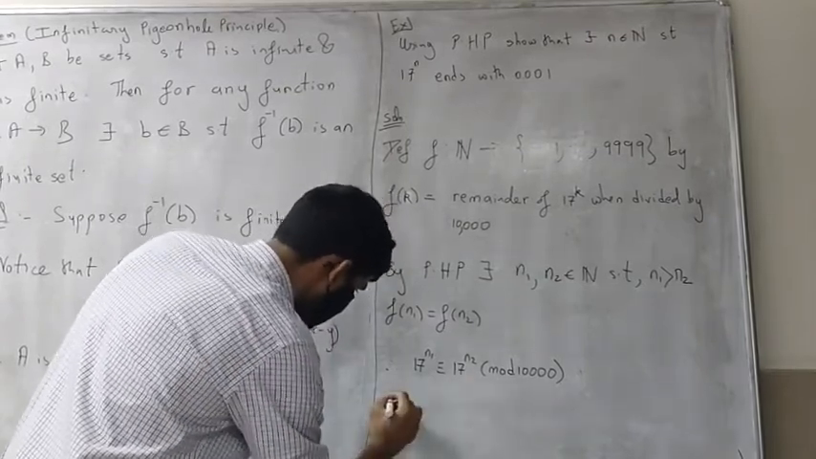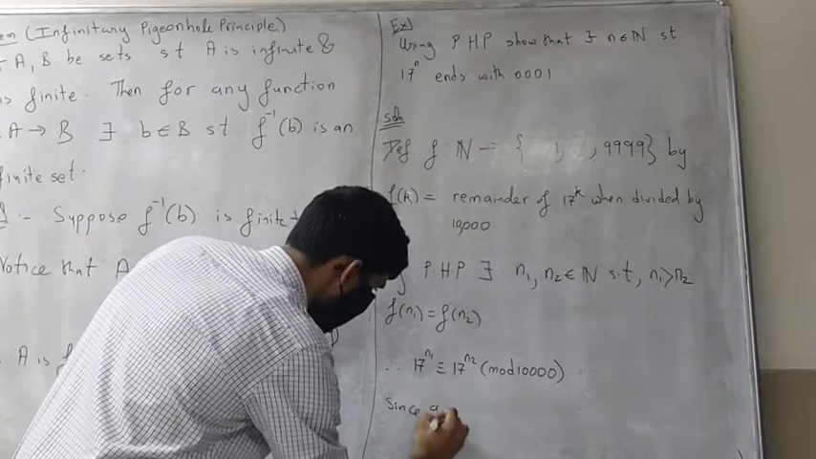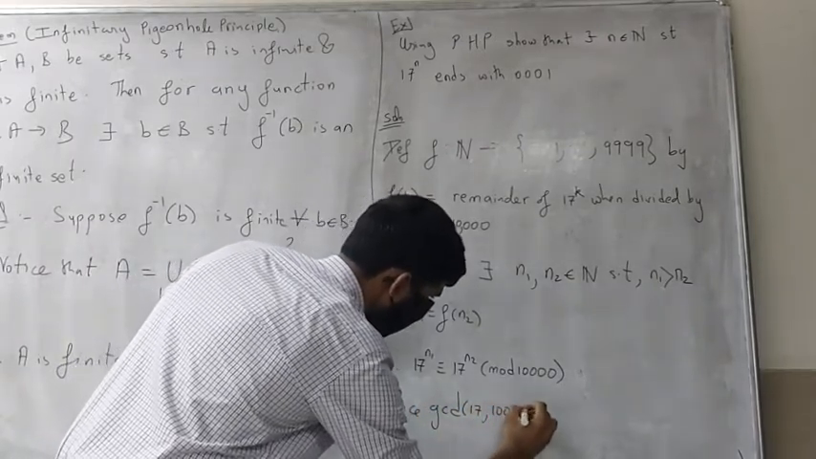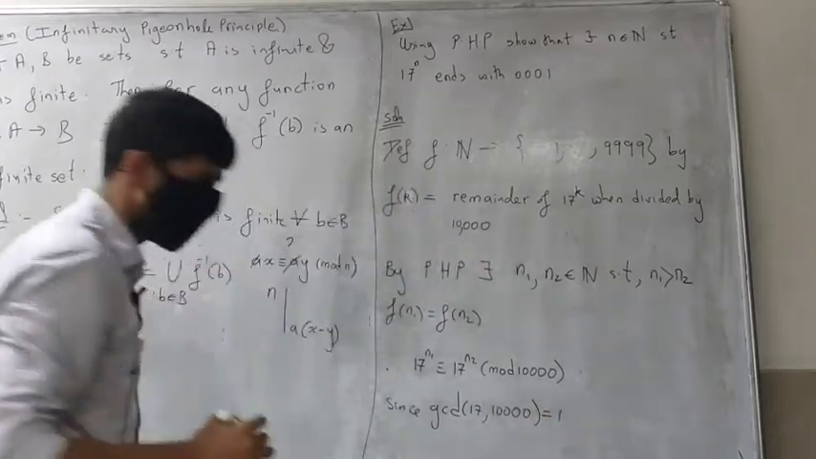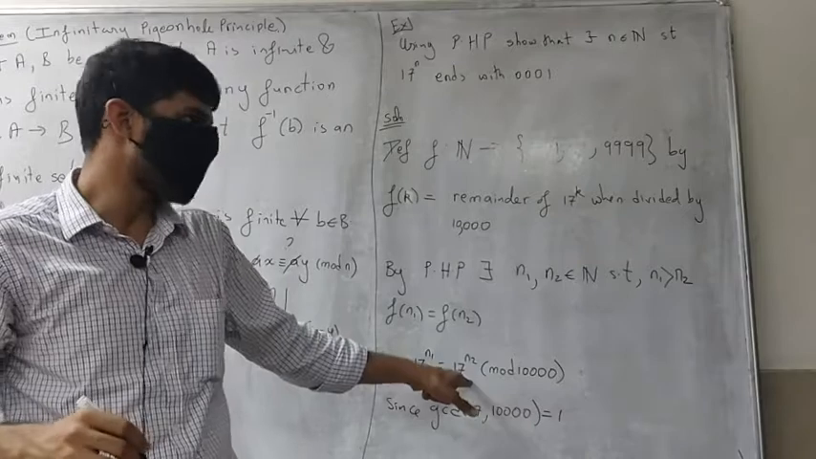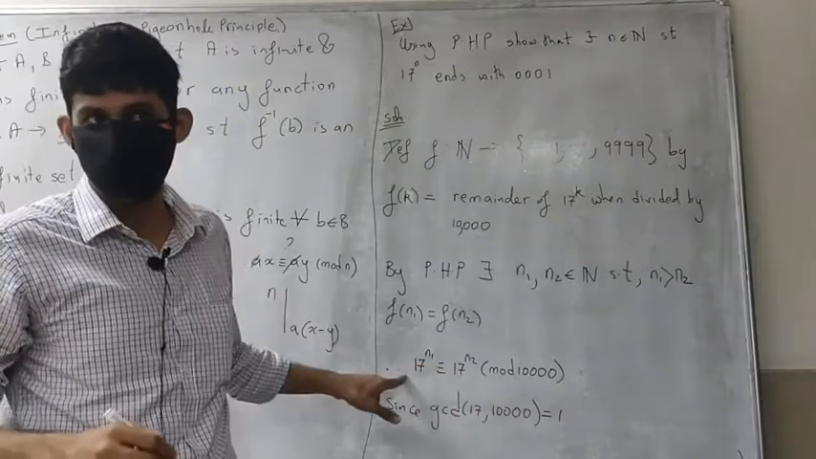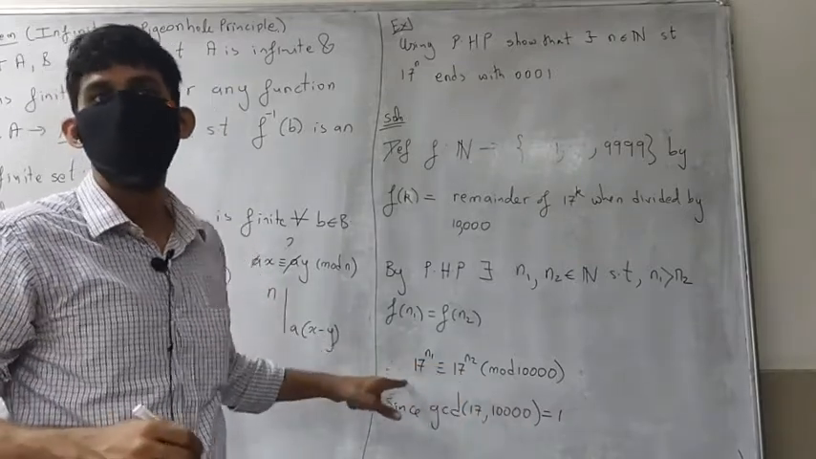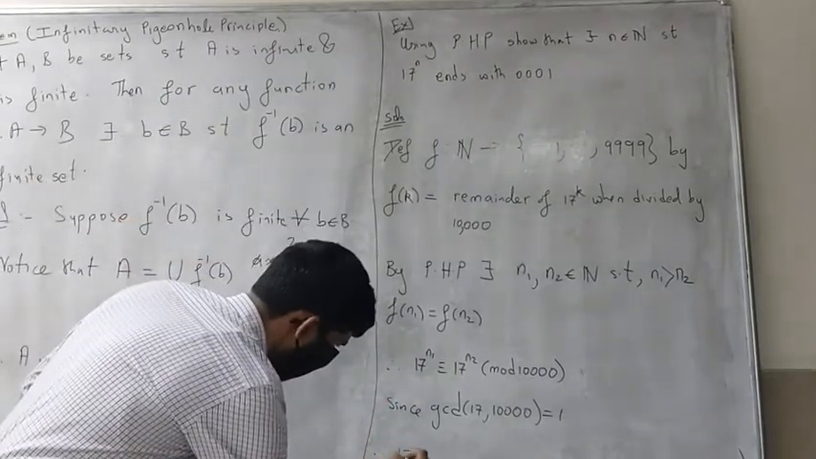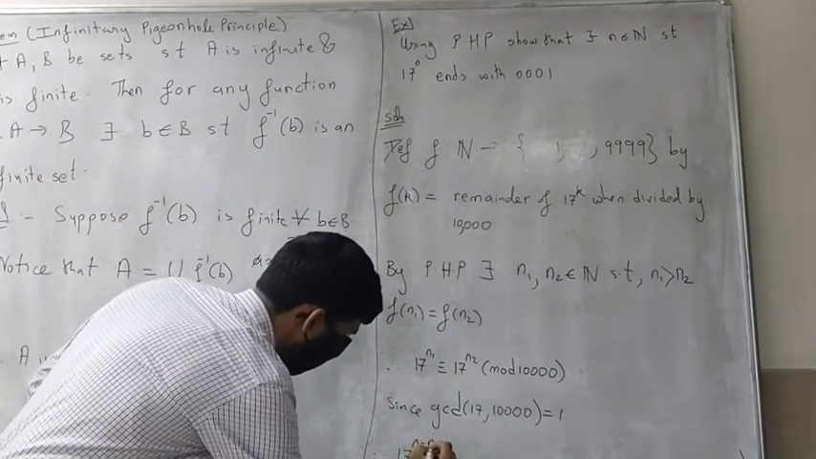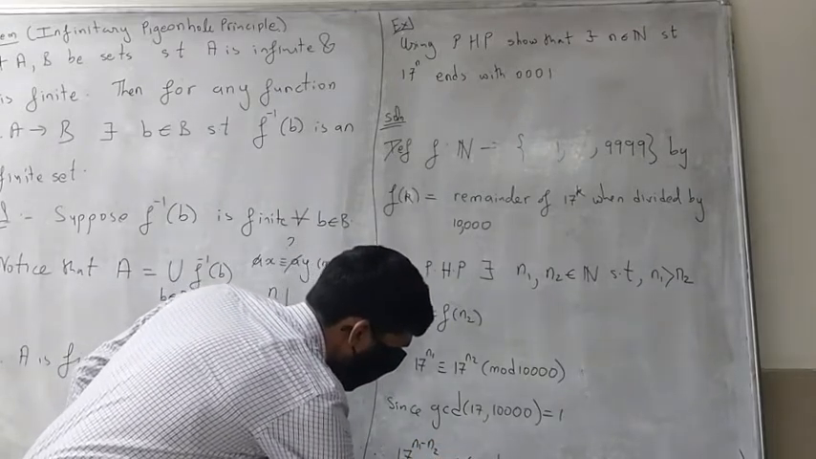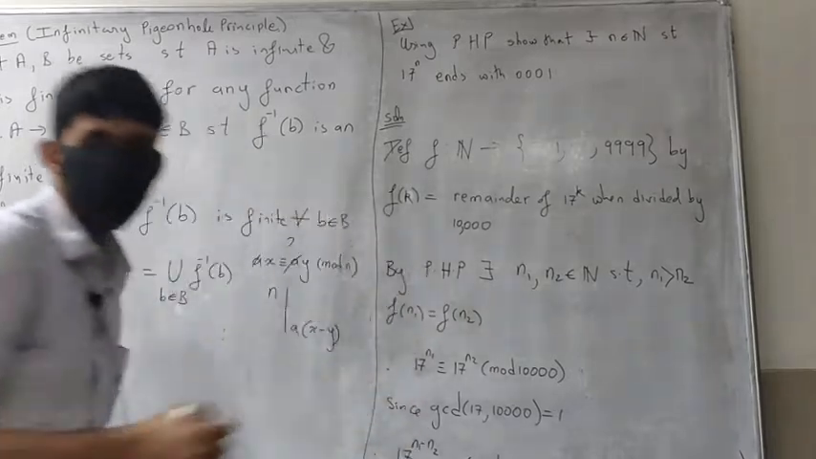Okay, so since the GCD of 17 and 10,000 is 1, you can keep cancelling out the 17s till you've cancelled out all the 17s here, because these are lesser than this, right? So you cancel out all the 17s here, and how many will be left there? Exactly. So therefore 17 raised to n1 minus n2 will be congruent to 1 modulo 10,000. That's it. That proves the result.